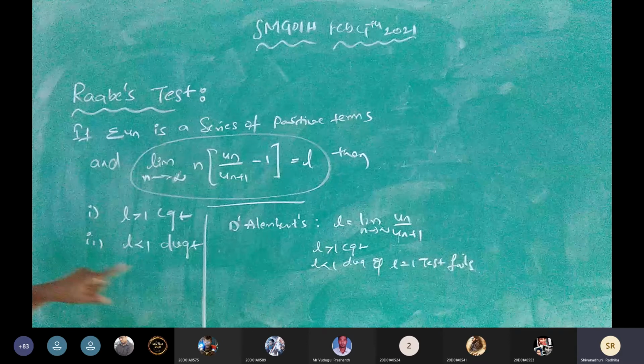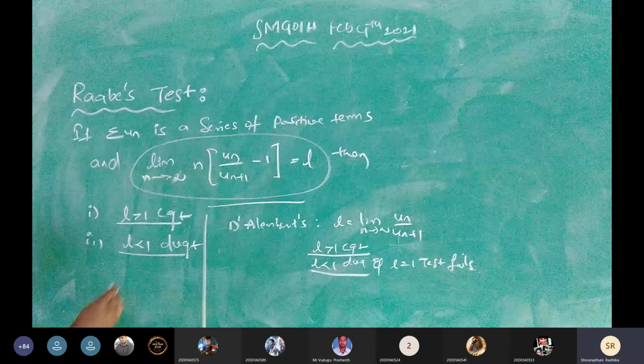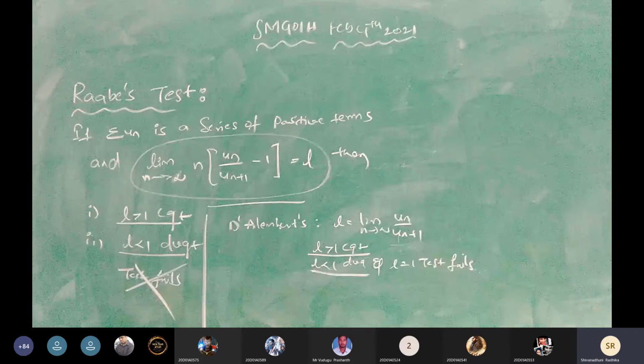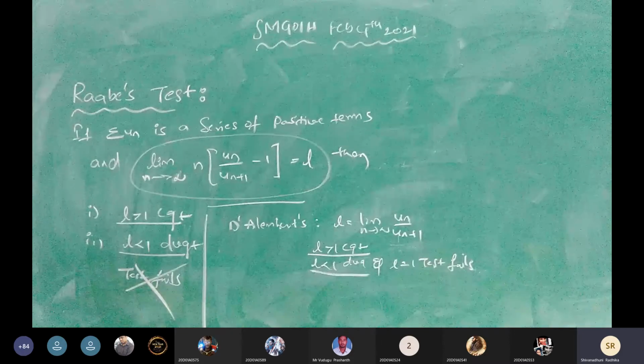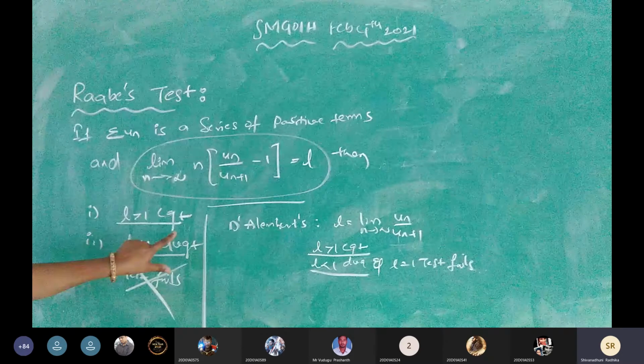And what is the main difference between Rabe's and D'Alembert's? The L value. And in Rabe's, we don't have the test fails condition. We don't have any chance for test fails. It is either convergent or divergent only. But using D'Alembert's, we have the test fails condition at the point of L equals 1. Is it clear? The conditions are the same. Read this condition: L greater than 1 convergent, L less than 1 divergent.